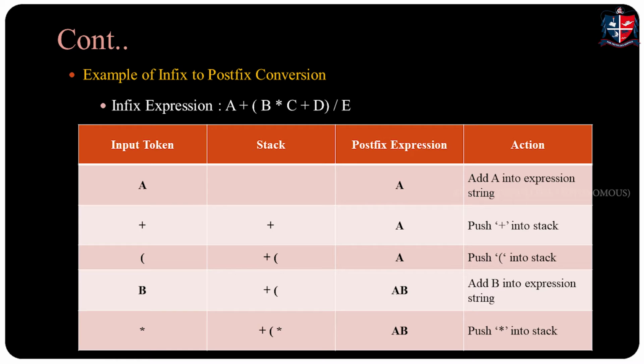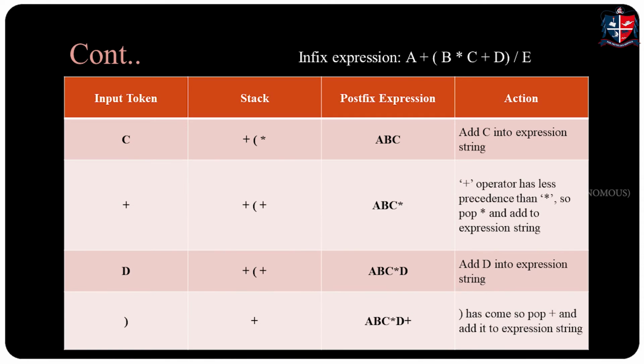Then comes the input token b, which is an operand, so we can directly append it to the postfix expression. Then comes the multiplication, which is an operator. Since there is an open parenthesis on the stack, there will be no comparison of precedence, so we can directly push the multiplication operator to the stack. Next input is c, which is an operand, so we directly append it to the postfix expression.